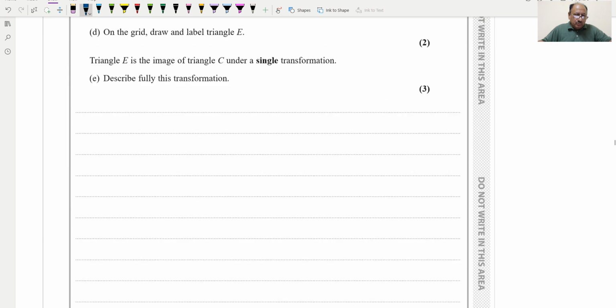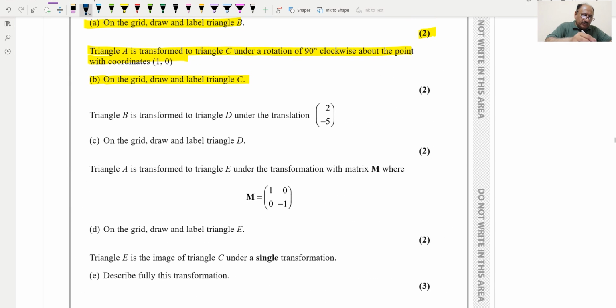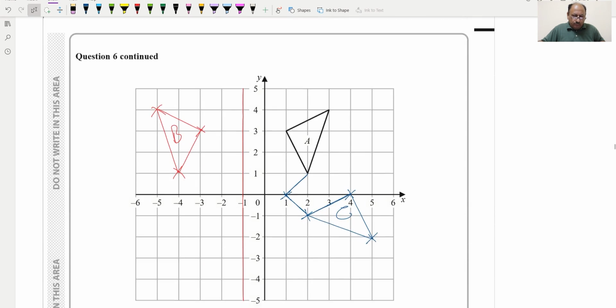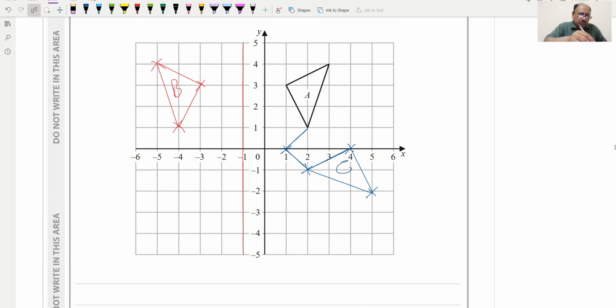C is also done. Now the next part is triangle B is transformed to triangle D under the translation of 2 and minus 5. On the grid, draw triangle D. B is transformed by minus 2 and 5. So B is this one, minus 2 and 5.